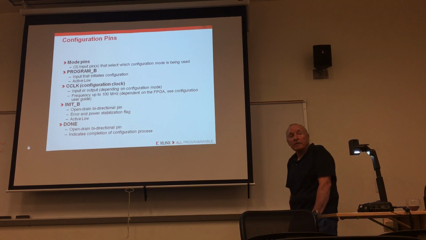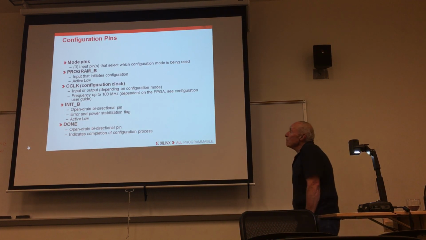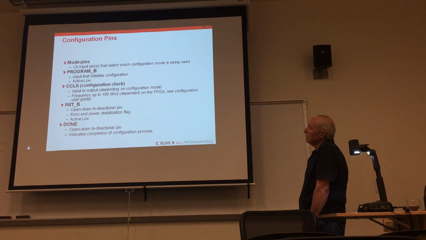The clock pin is an input or an output pin depending on your configuration scheme. Note that if it is an output, the clock can run at up to 100 megahertz depending on the device you choose, but will default to a much slower rate. If you want to modify the configuration rate, you set the config rate attribute in the BitGen program. So check the configuration user guide if you want to modify this.